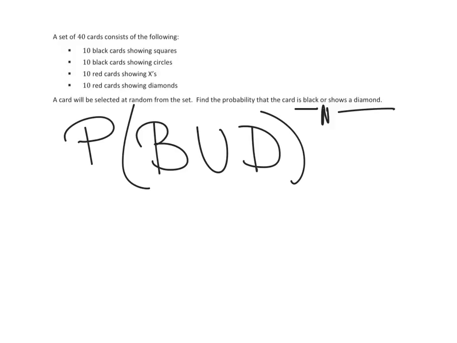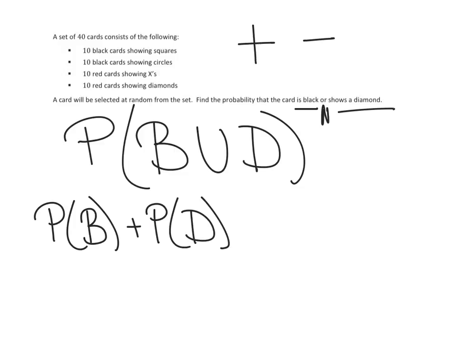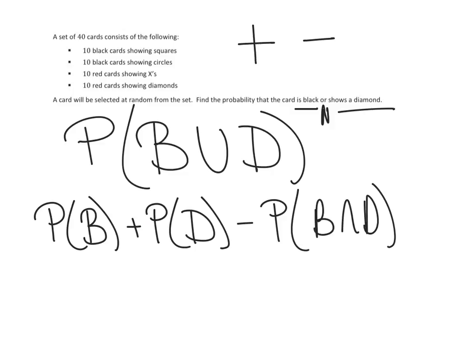So "or" in my head right away is registering that I have to add, but then I have to subtract out the probability of both. So I'm going to write out my formula. It's the probability of B, in this case, plus the probability of D. So I'm going to add my probabilities, but now I have to subtract the probability of B and D. Okay, so just remind yourself, it's the first term plus the second term minus the probability of both.